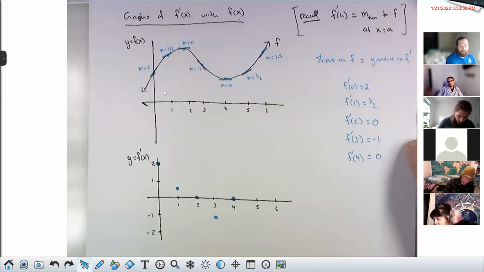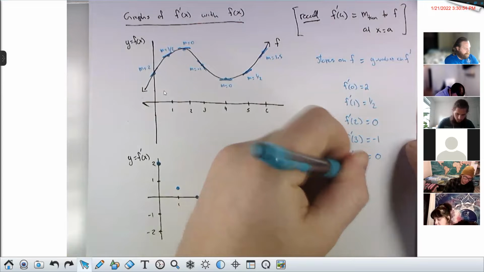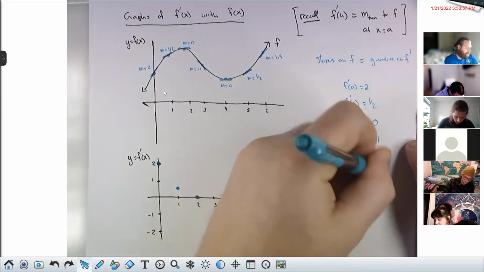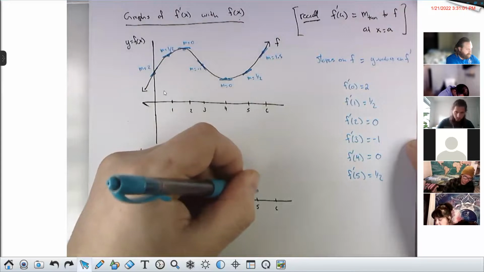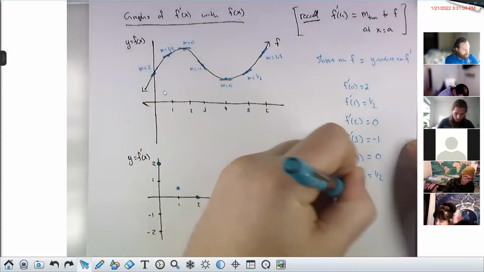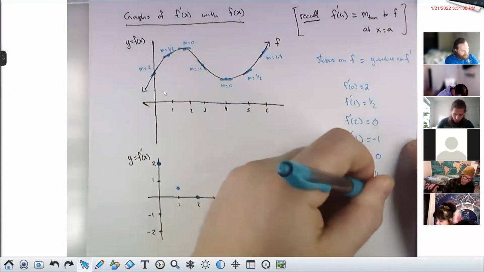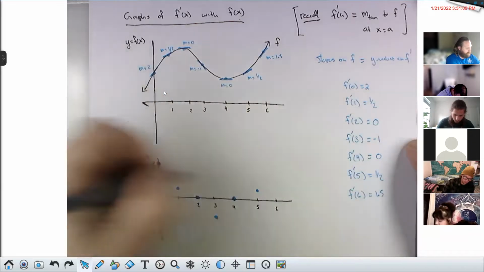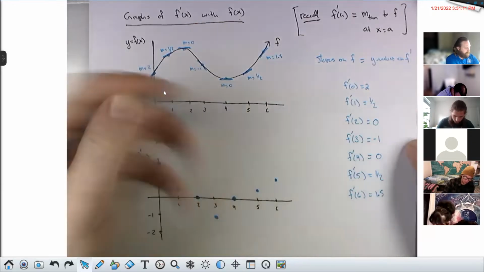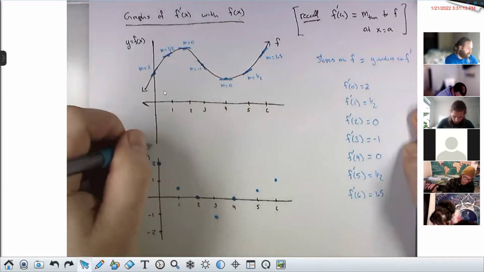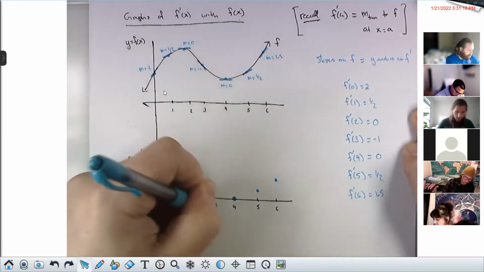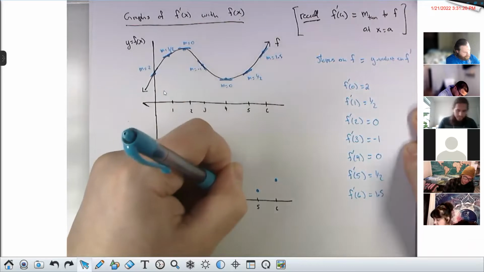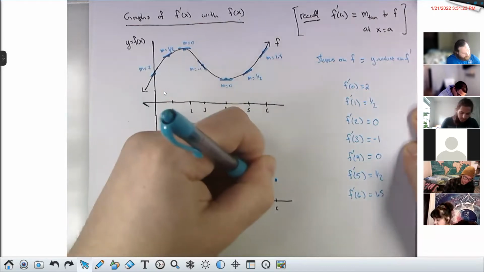At 5, the slope of the tangent line to the original is about 1/2 again. So (5, 1/2) is on the curve. And at 6, we said 1.5. So f prime of 6 is about 1.5, which is here-ish. So a reasonable sketch of this derivative, just an approximation, might look like this.